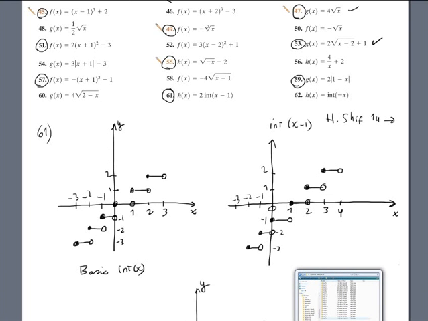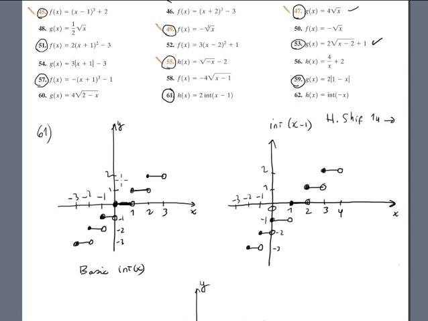Okay, 61 is using the integer function, to integrate x minus 1. This is a typical integer function. Let me recall, the integer function is, for example, in this interval less than 1 is 0. Now in the interval between 1 and 2 is 1, between 2 and 3 is 2. Okay, it's always the greatest integer less than the specific real number.